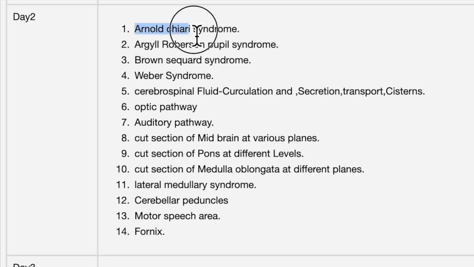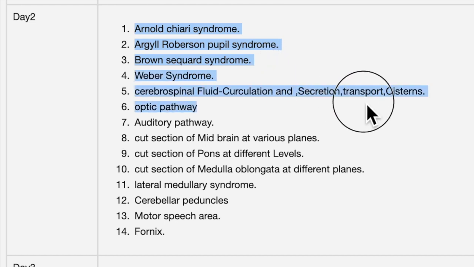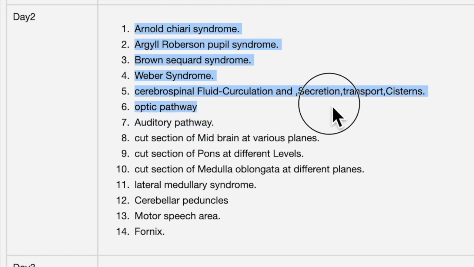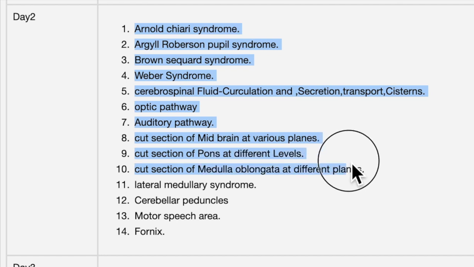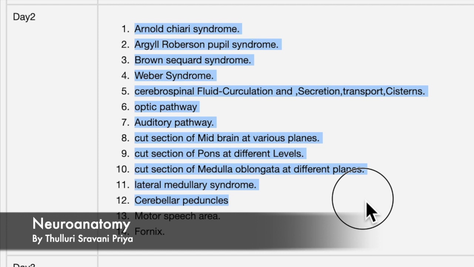Arnold-Chiari syndrome, Argyll Robertson pupil syndrome, Brown-Sequard syndrome, Weber syndrome, CSF circulation, secretion and transport, optic pathway, auditory pathway, cut section of midbrain at various planes, cut section of pons at different levels and the cut section of medulla oblongata at different planes, lateral medullary syndrome, cerebellar peduncles.